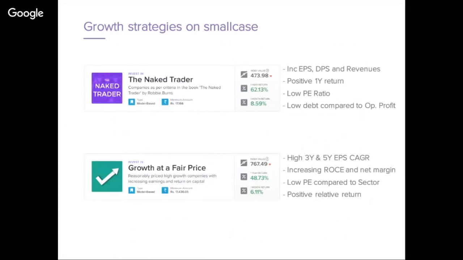The first factor that this small case considers is high 3 and 5 year EPS CAGR. That is, the earnings of the companies in the last 3 years and 5 years on average are increasing at a very rapid rate. And it tries to find out the fair price or quality stocks by using factors like return on capital employed and the net margins that the company is making. At the same time, it also checks the PE ratio and sees whether the PE ratio of the stock is lower compared to the sector medians or not.